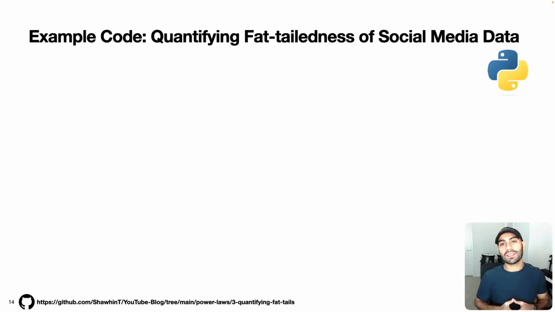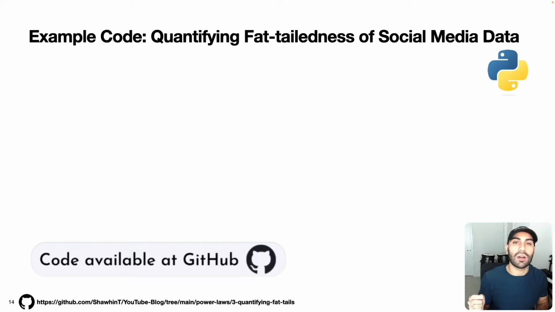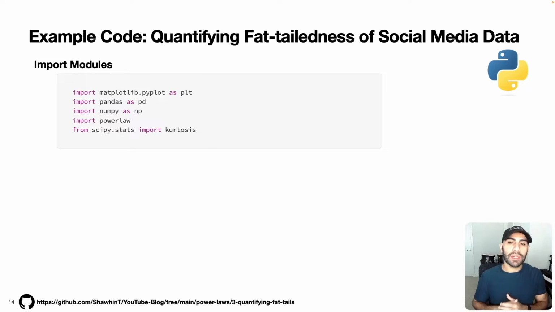So now let's dive into some example code. Here we're going to quantify the fat-tailedness of data from my social media accounts. This is the same data set we saw in the previous video of the series, and the data set and code are available on the GitHub repo, linked here and in the description below. We'll start by importing some handy modules, namely matplotlib, pandas, numpy, the power law library we saw in the previous video, and then we'll import kurtosis from the scipy library.